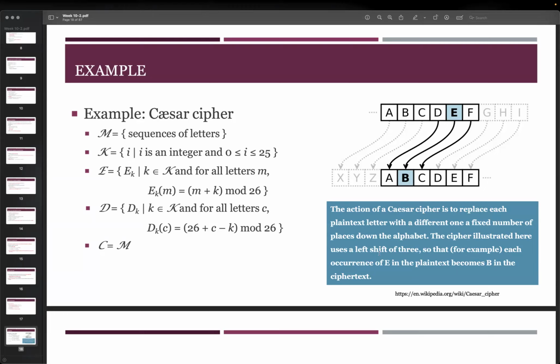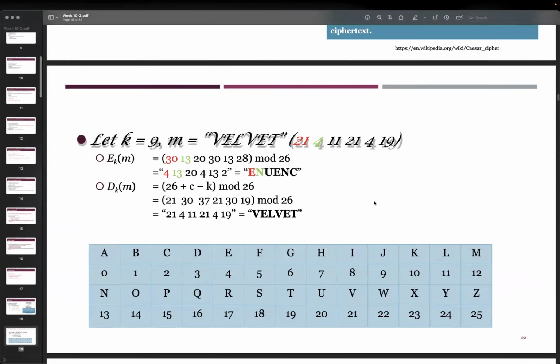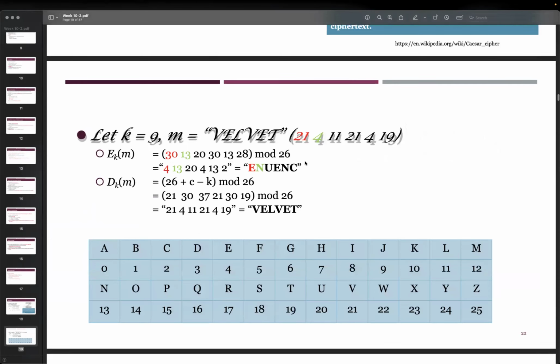They use a left shift of 3. So if the key is 3, I do the left shift. E right here, 1, 2, 3, so we go to B. Pretty straightforward, it's the Caesar cipher. Looking at the example, start from the beginning. Don't worry if I ask you how to do it; just follow this table. A is 0 and Z is 25, so 0 to 25.